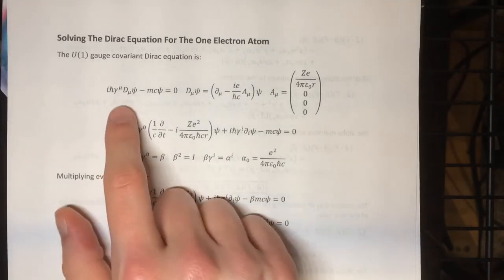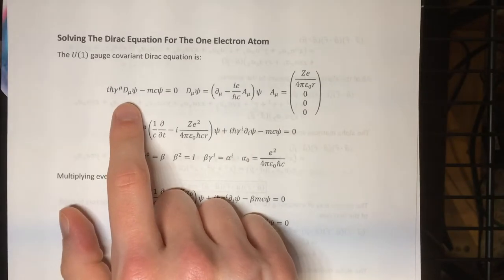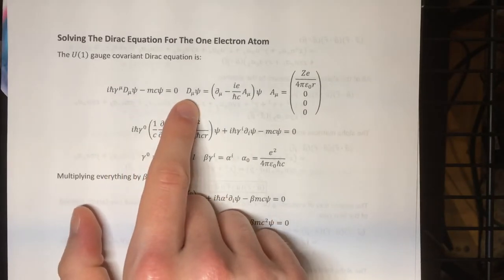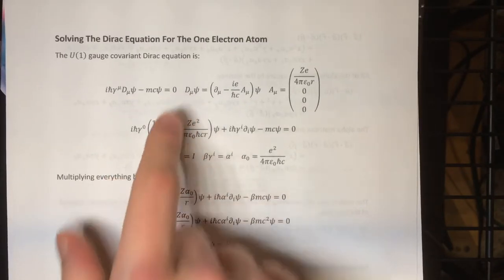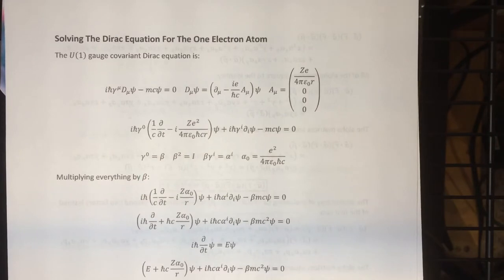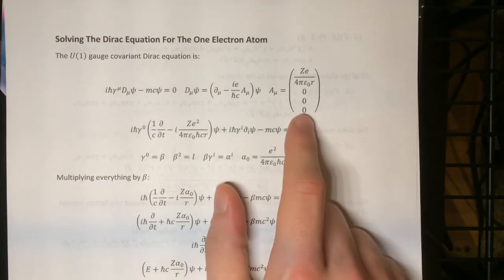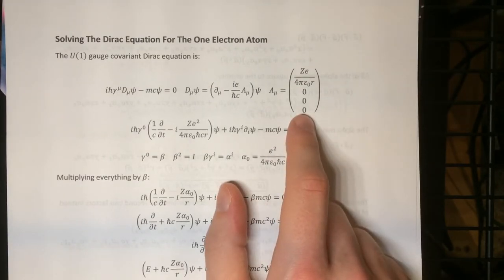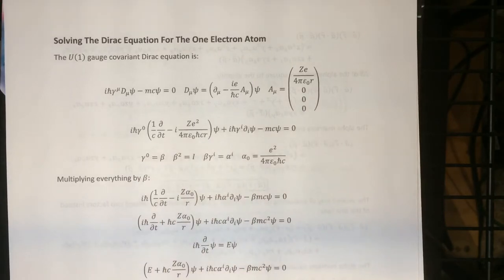So obviously we start with the U1 gauge covariant Dirac equation, made gauge covariant by replacing the partial derivative with the electromagnetic gauge covariant derivative. And since this is the hydrogen atom problem, we need to use the Coulomb potential. So plugging that in, we get that for the Dirac equation.